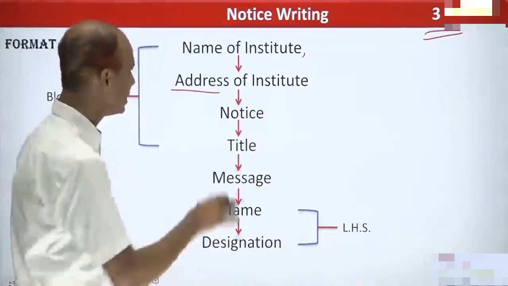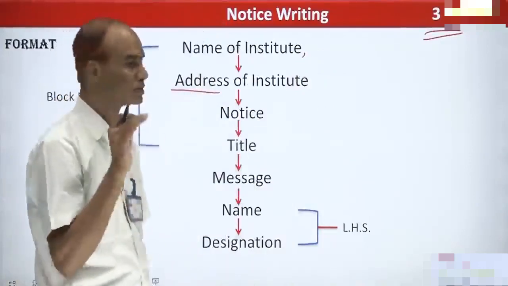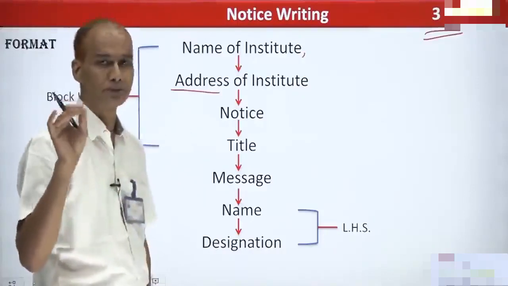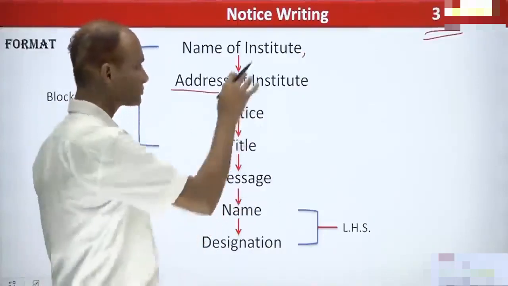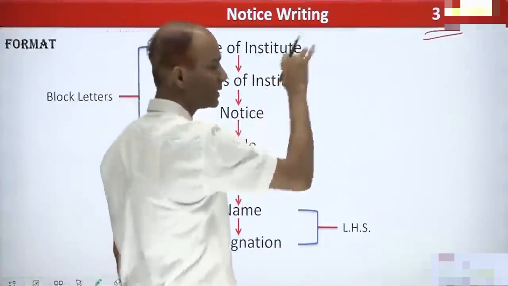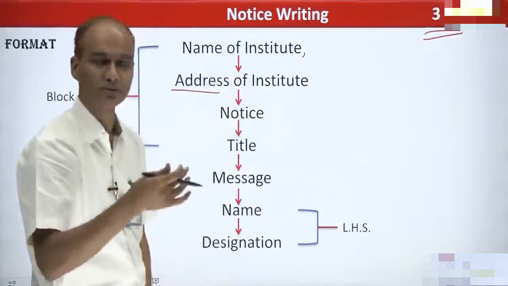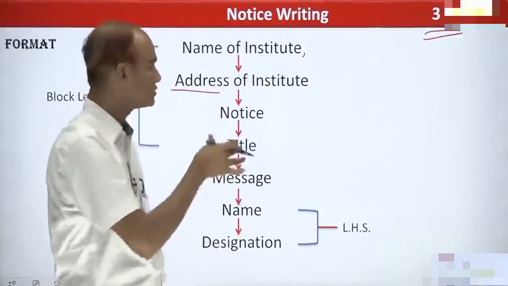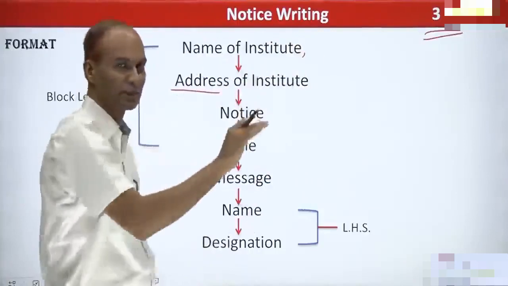For example, if the name of the institute or the school, whatever it is, is suppose Modern Public School, then you put a comma after that. And after putting a comma, you write the place. For example, if it is Kota, then Kota. If it is Jaipur, then Jaipur. So we write it like that. So the address part comes in the same line.